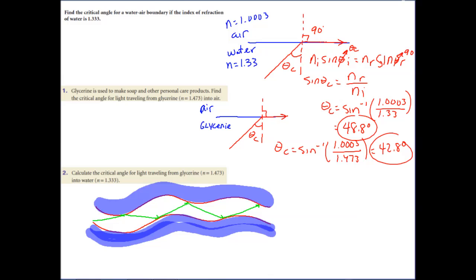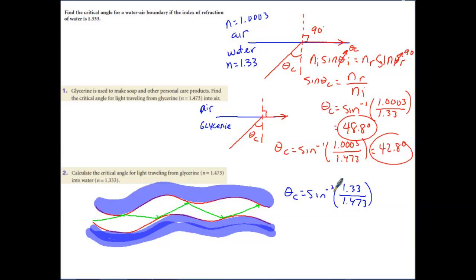Let's go ahead and determine what that theta, that critical angle is. Again, it's the inverse sine of Nr over Ni. In this case, the refracted medium is water, and the incident medium is glycerin. So 1.473. If you perhaps make a mistake here, maybe you have these two numbers transposed, so you have 1.473 in the numerator, you would get a number bigger than 1. You take the inverse sine of that, your calculator is going to give you an error.